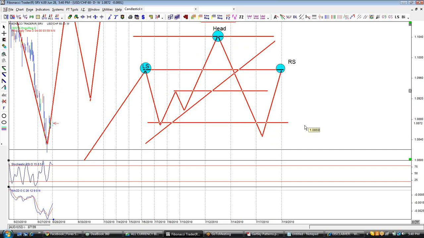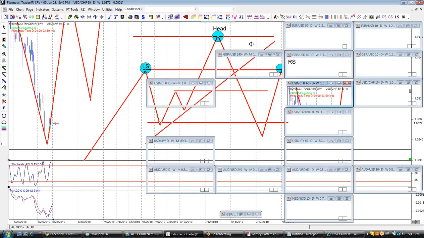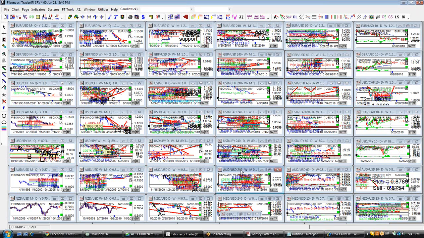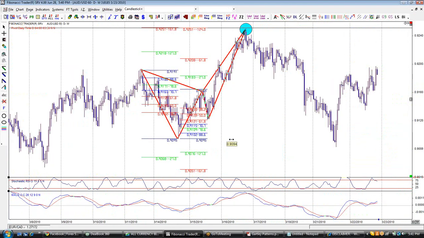Now I'll give you an example with a crab. In the meantime, if you guys have any questions, feel free to ask. And I will show you a crab on real charts to see how it played out. Sorry, it was here.